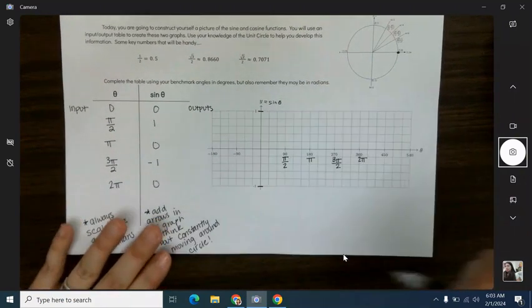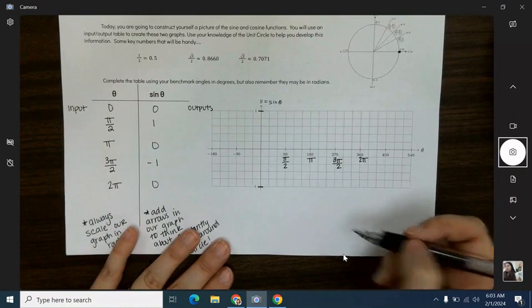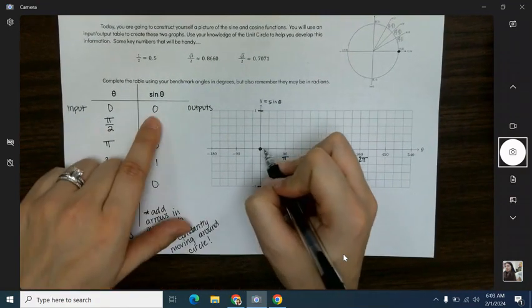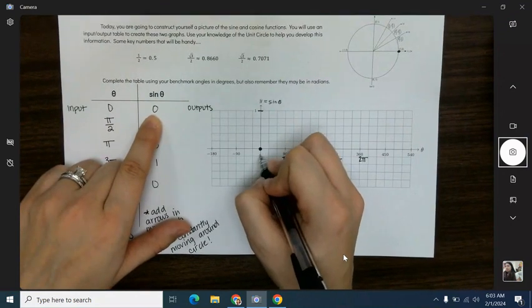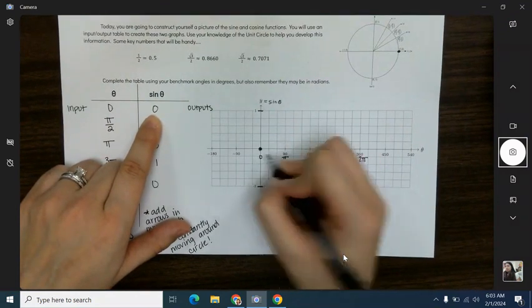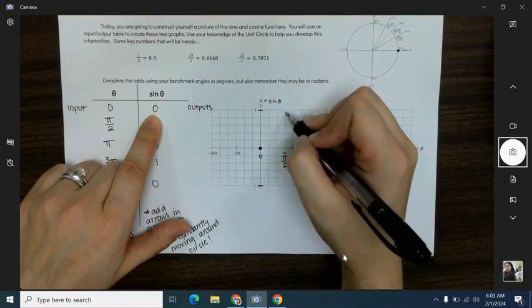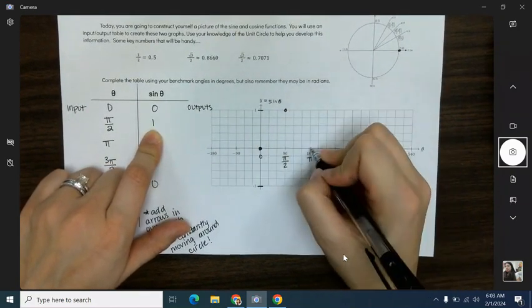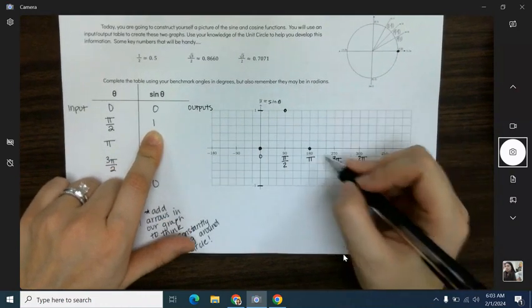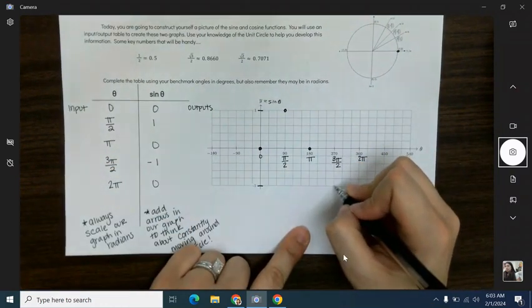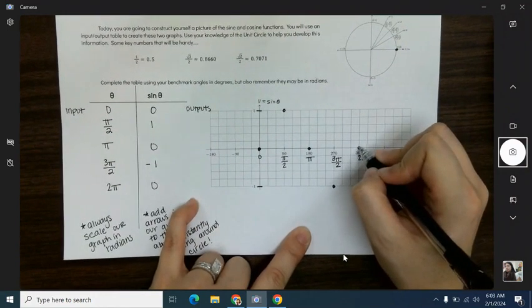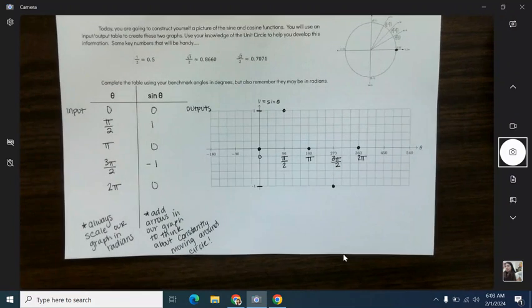So now if we want to go ahead and start graphing, here at 0, our y value is 0, so we can just go ahead and plot that point right here. Here at pi over 2, our y value is 1. Here at pi, our y value is back to 0. Here at 3 pi over 2, our y value is negative 1. And then here at 2 pi, our y value heads back to 0.